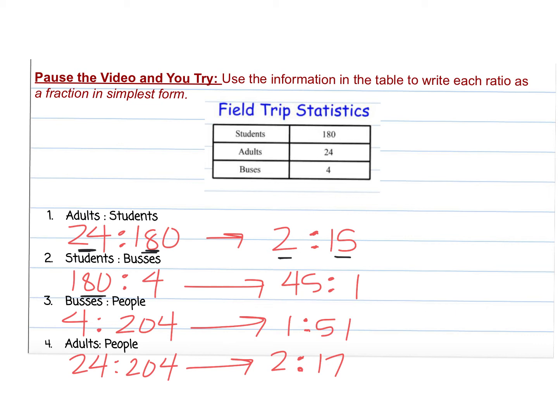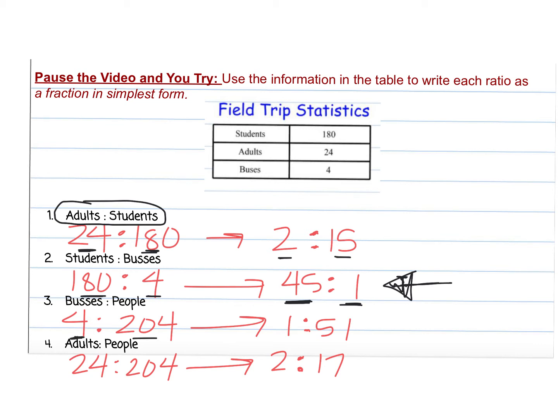Students to buses, 180 students to 4 buses. Notice how I wrote my ratio to match how it was worded in the question for me. So I'm using the colon because that's how it was worded before. So 180 to 4 would be simplified to 45 to 1, which tells me that there's 45 students per bus. And notice that we leave it like this. We don't change it any further. We don't make it a whole number. We leave it so that we can see the 2 things that we're comparing.